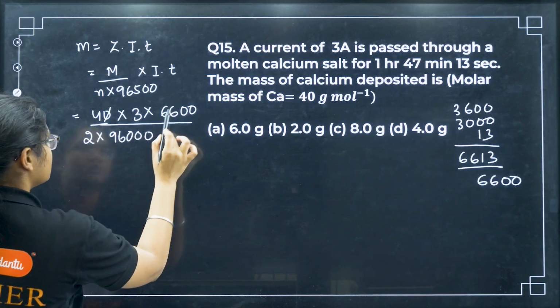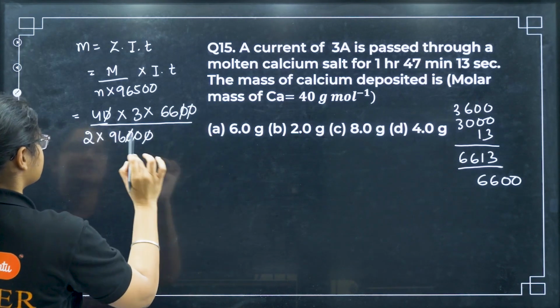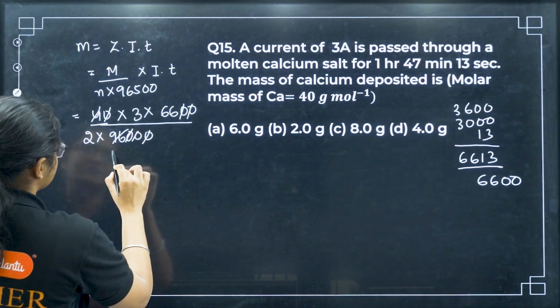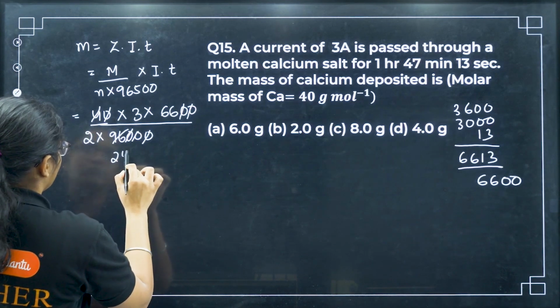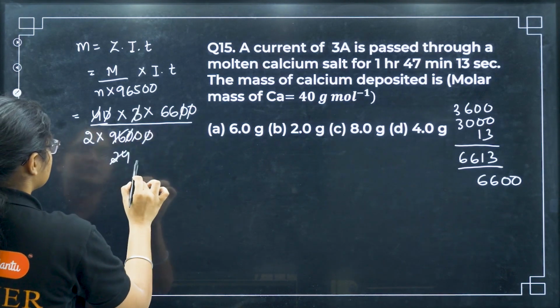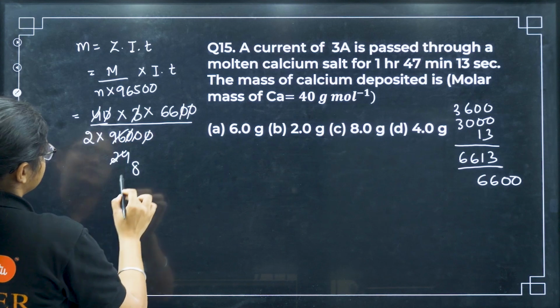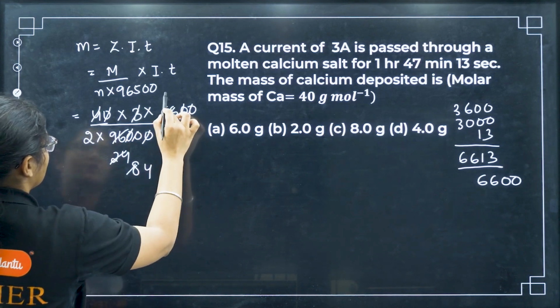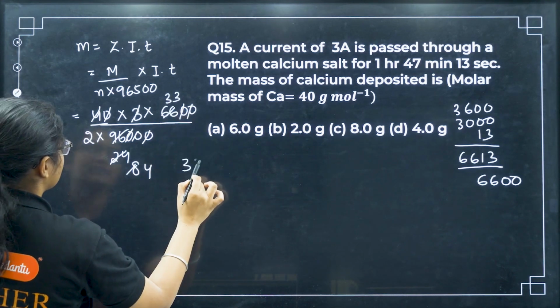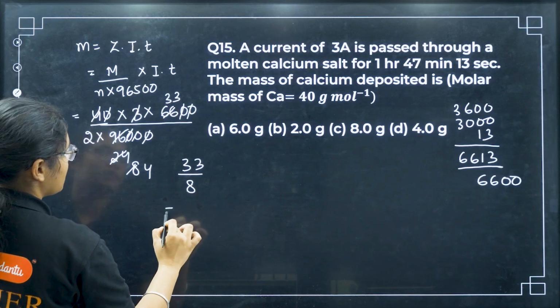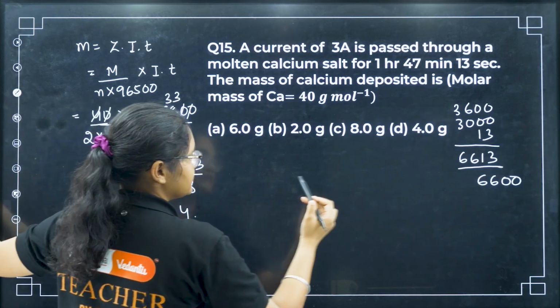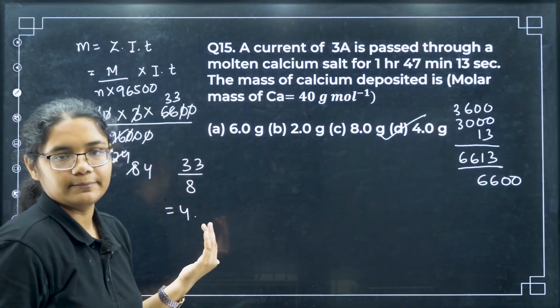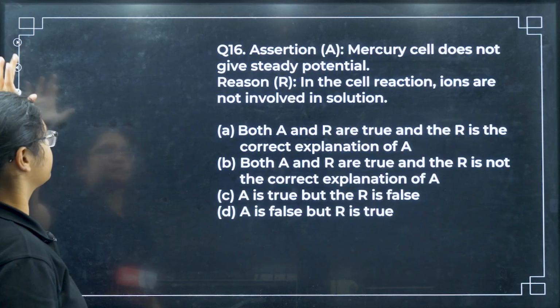So this 0, this and this all got cancelled. 4 ones are 4, and 96 is 24. Then I can cancel 3 ones are 3, 3 eights are 24. Then I can cancel 2 fours are 8, 2 33. So 33 divided by 8, right? So it will come 4 point something, because 4 eights are 32. Option number D. See how easily you can do the calculation.